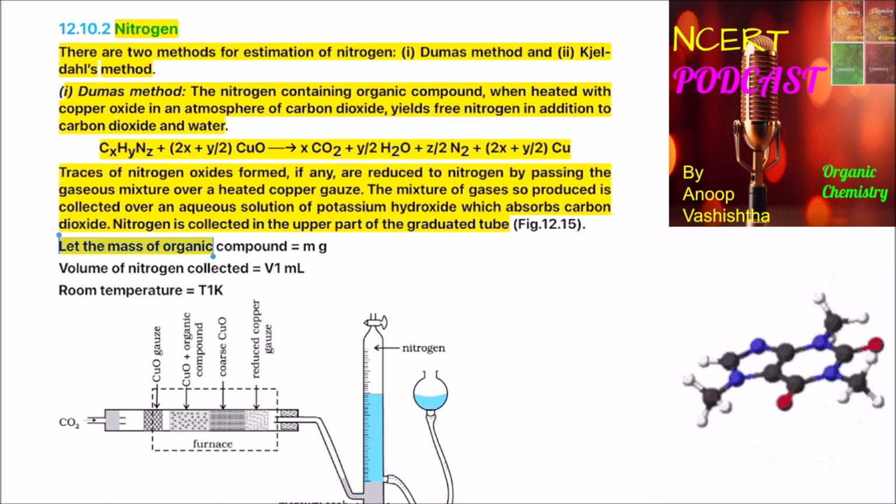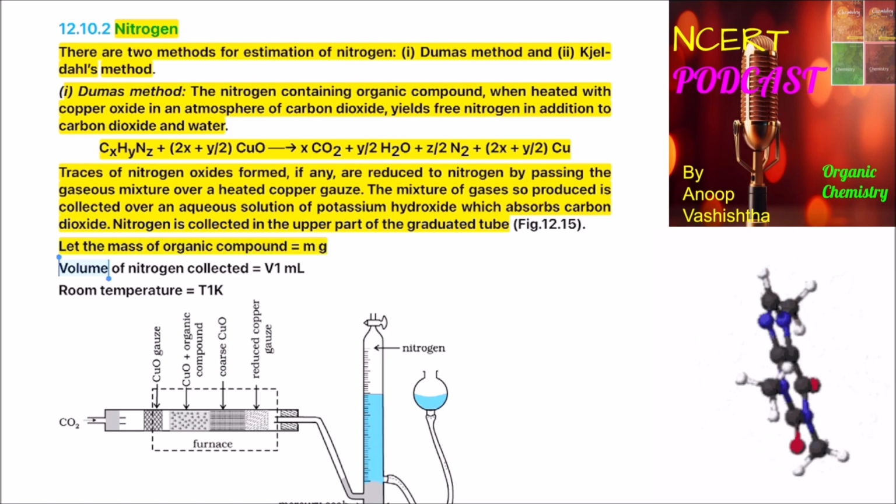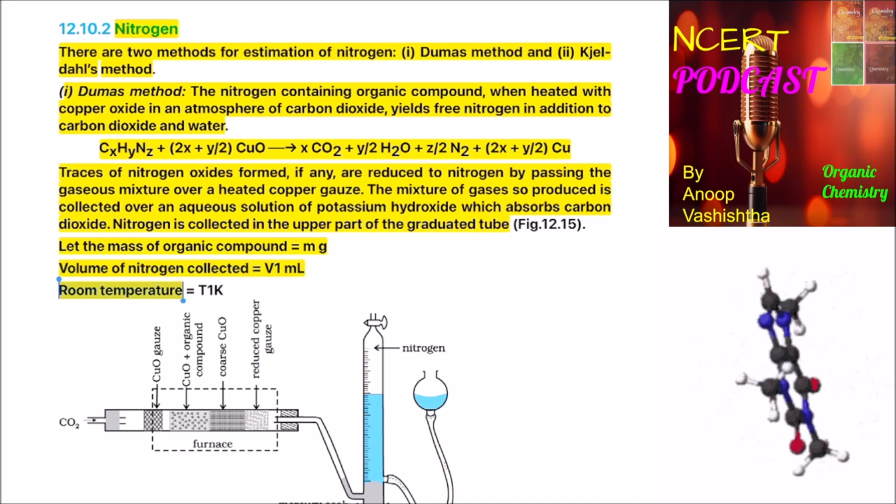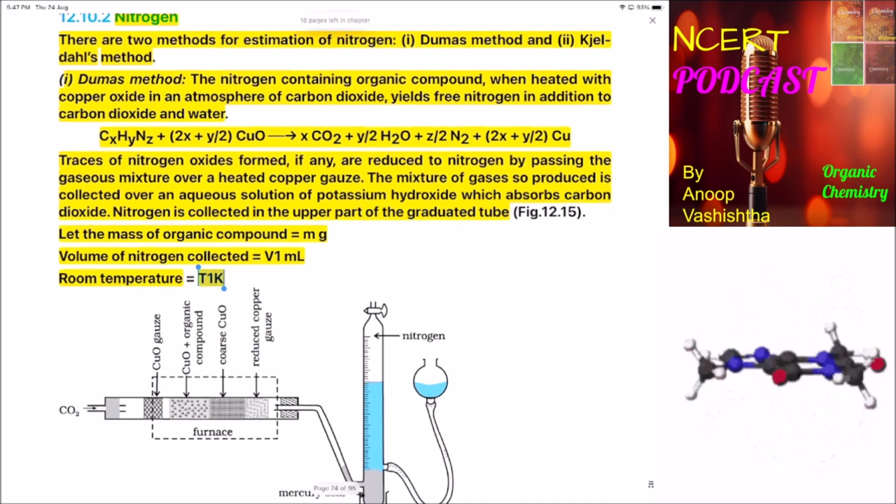Let the mass of organic compound be m grams. Volume of nitrogen collected is equal to V1 milliliter. Room temperature is equal to T1 Kelvin.